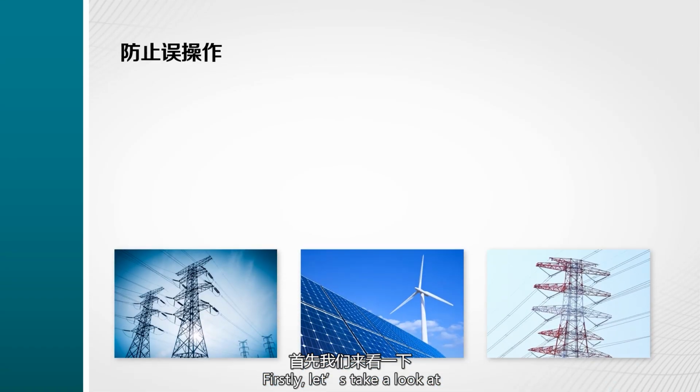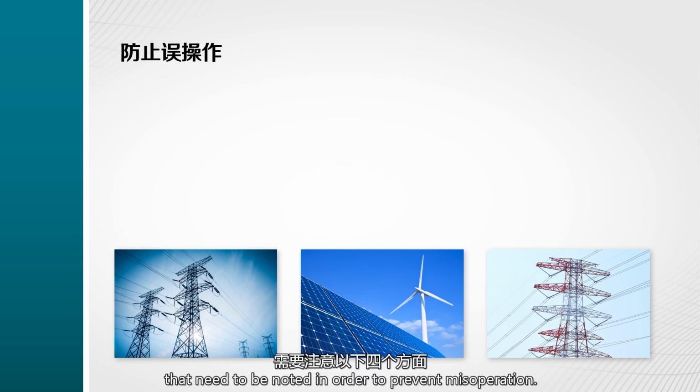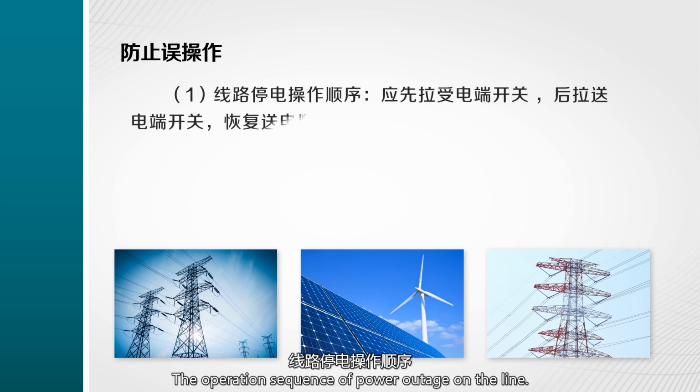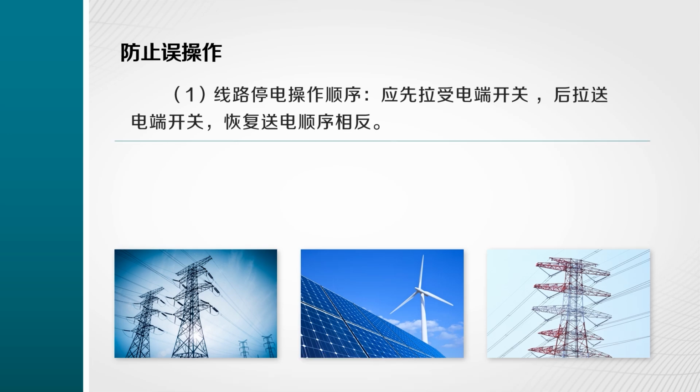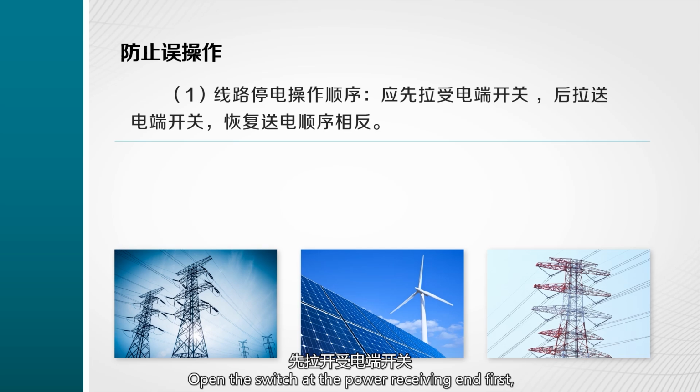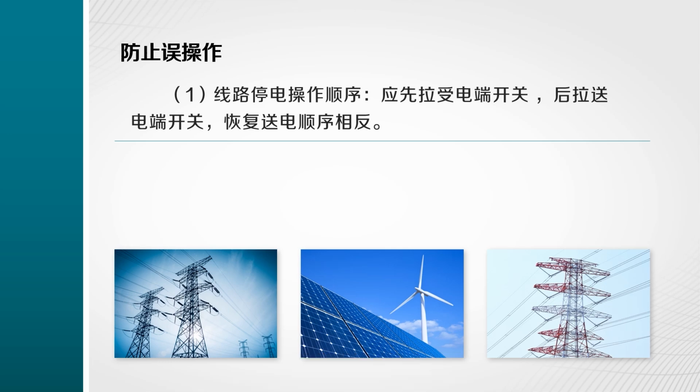Firstly, let's take a look at the following 4 aspects that need to be noted in order to prevent misoperation. First, the operation sequence of power outage on the line. Open the switch at the power receiving end first. Then open the switch at the power transmitting end. And the order is reversed when resuming power transmission.